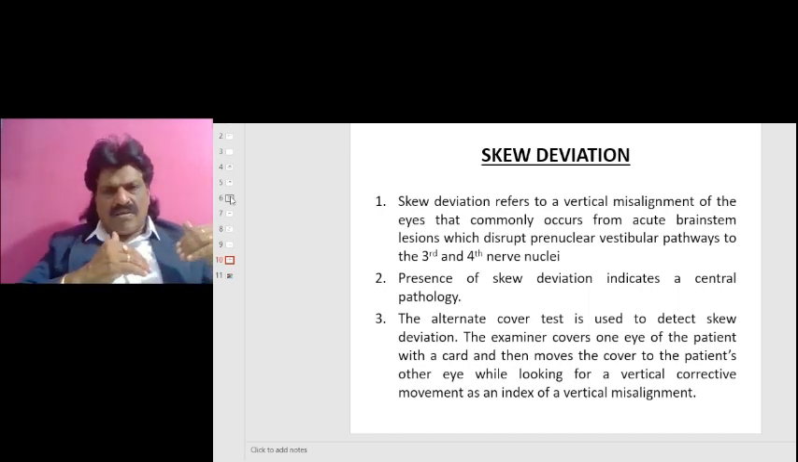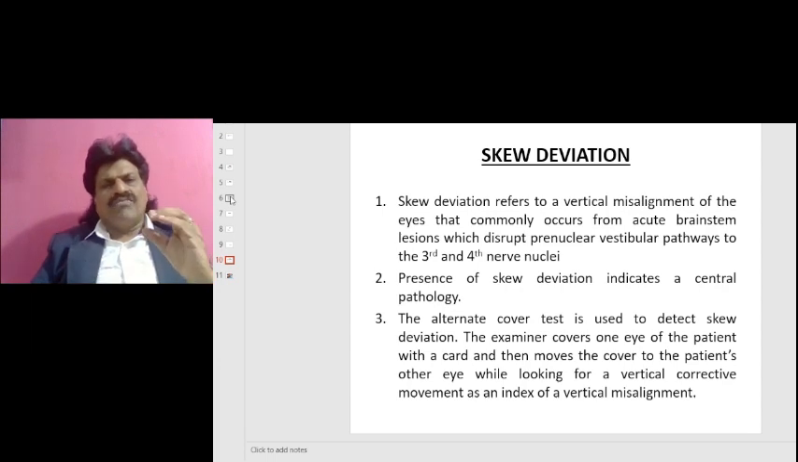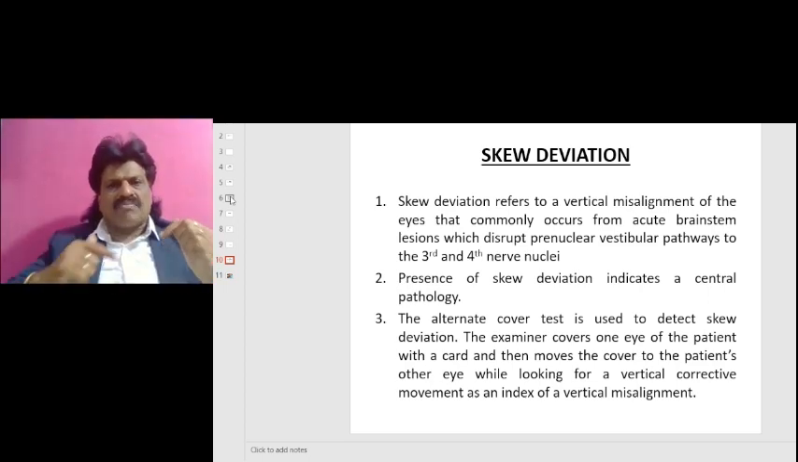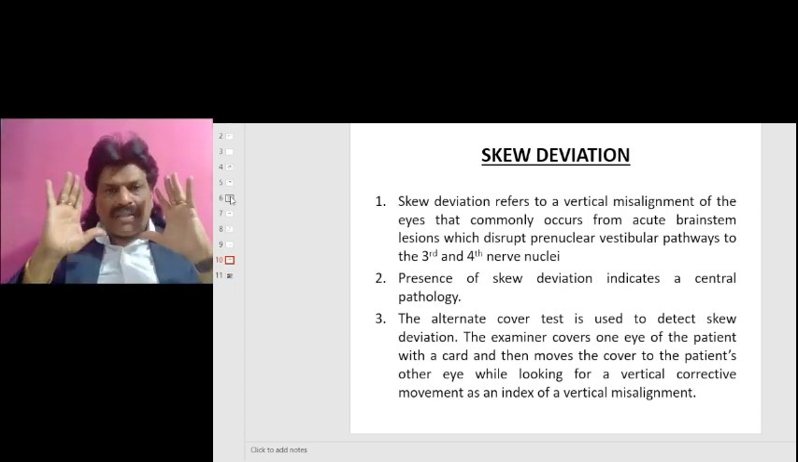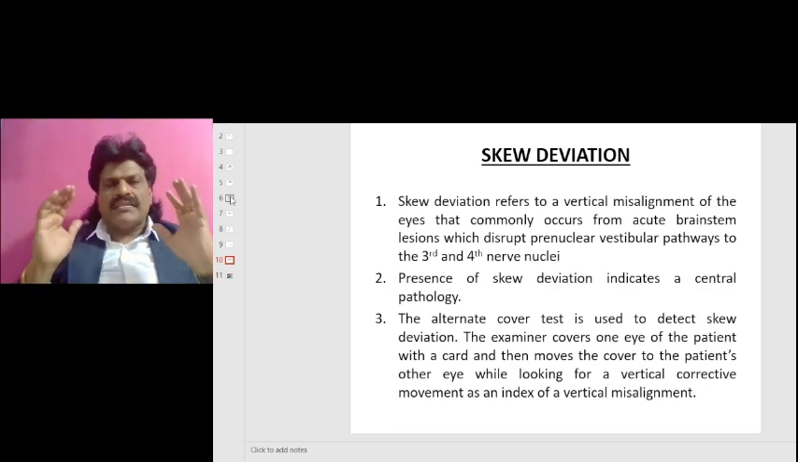We have the pathway for vertical eye movements coming from the eighth nerve going to the third and fourth cranial nerve nuclei, which are in the midbrain. So if there is a disruption of this pathway, there could be a vertical misalignment. Presence of skew deviation indicates a central pathology.